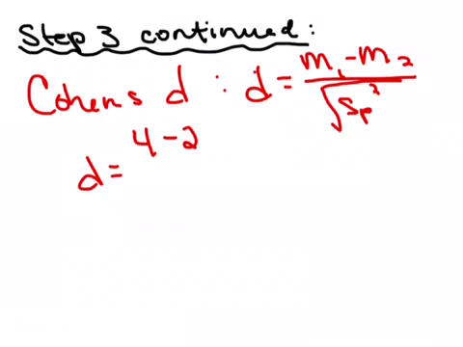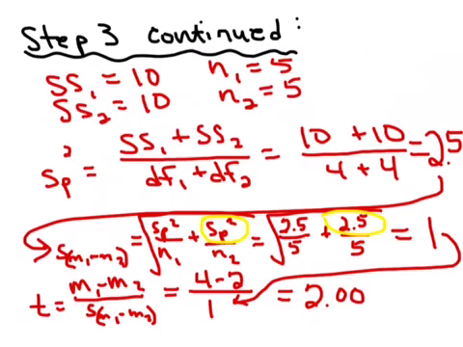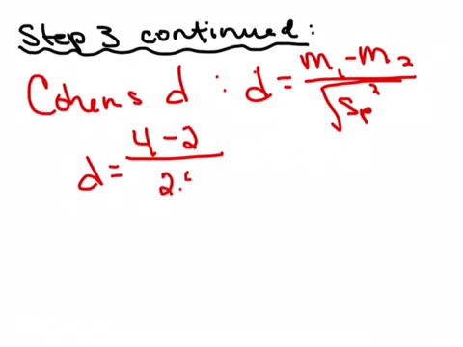I'm going to plug in our pooled variance here. Again, 2.5, but we need to have that square root over that. 4 minus 2 divided by the square root of 2.5. So we get 1.265.